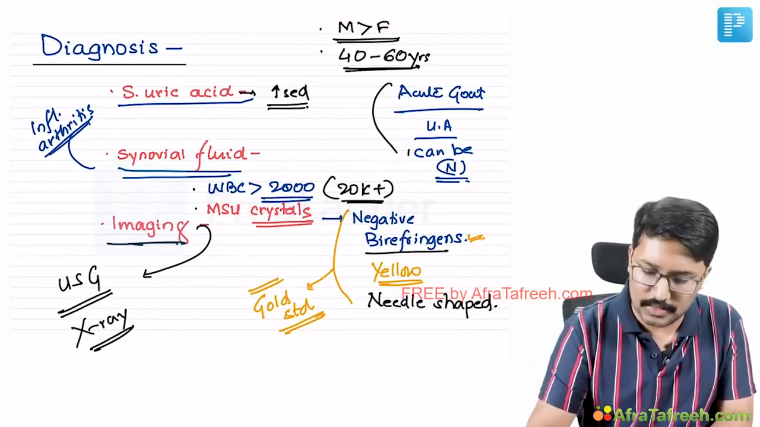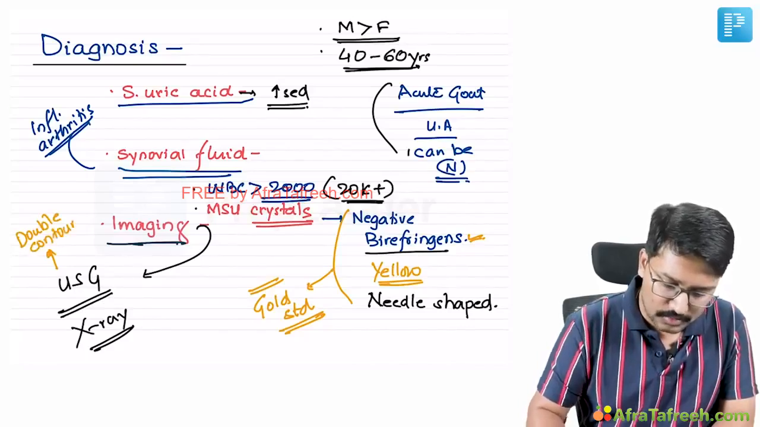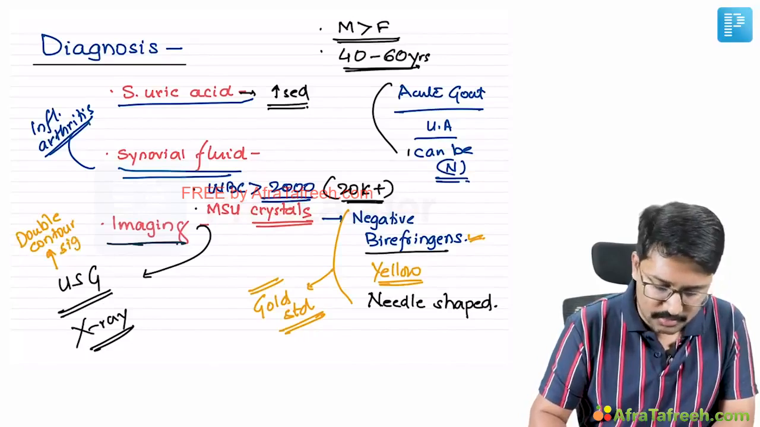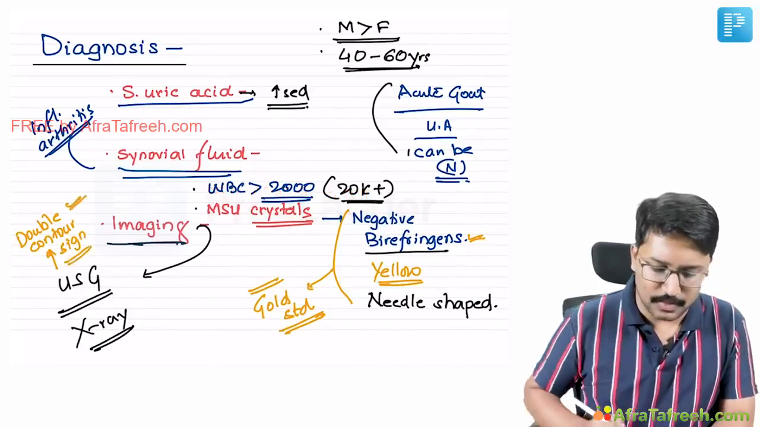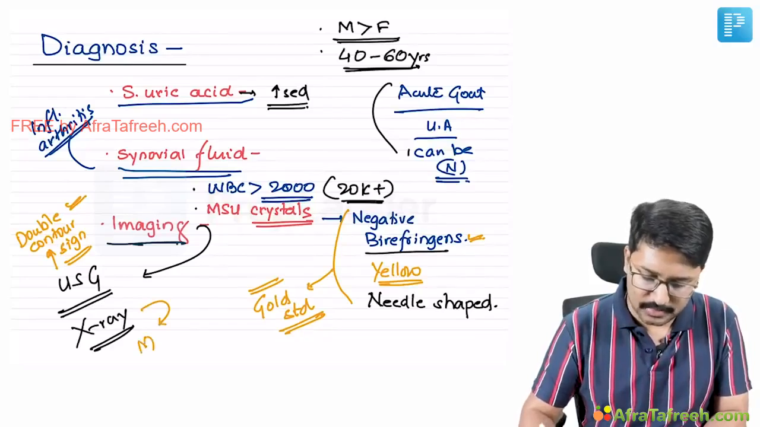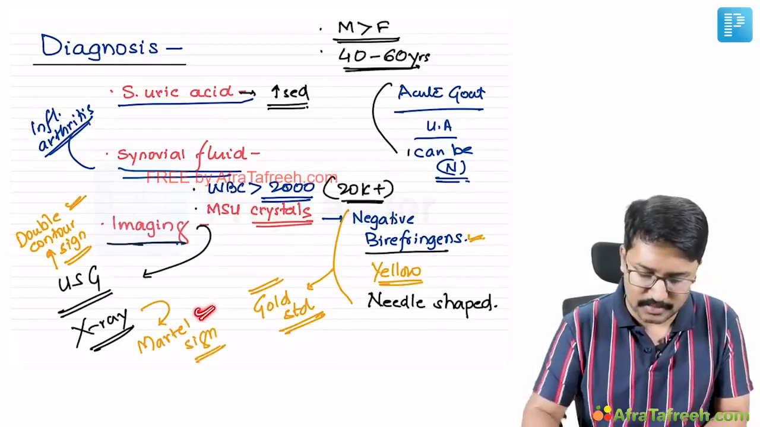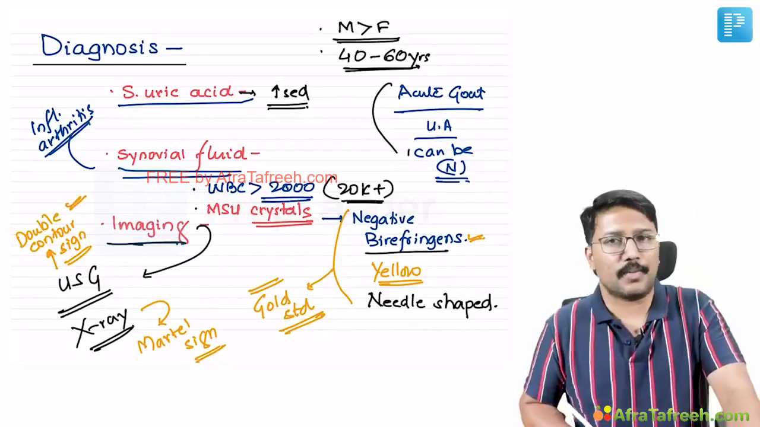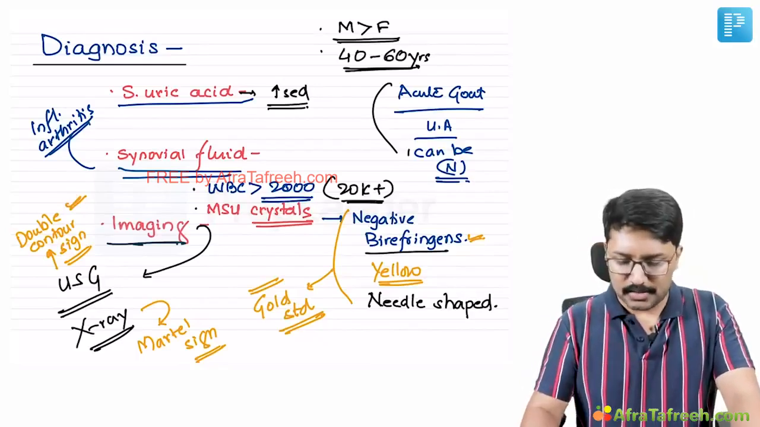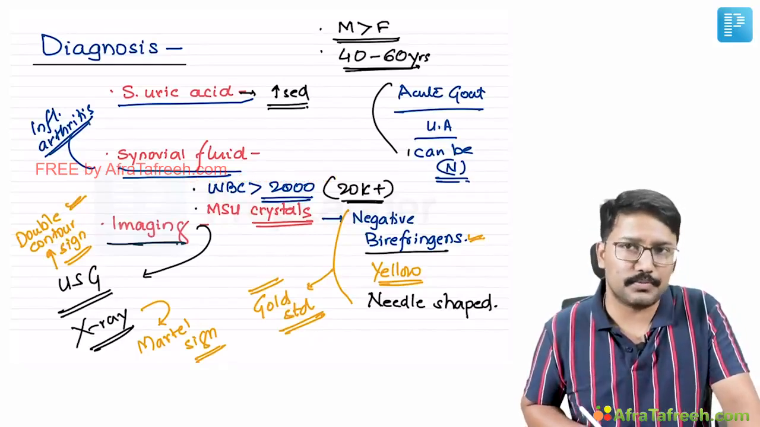So on the ultrasound, what are we seeing? We are seeing something called as double contour sign. I'll talk about it when we see the image. Just right now, remember, we talk about double contour sign. And on the X-ray, particularly, we see something called as Martel sign. We have to learn both these, Martel sign as well as double contour sign. Okay. So imaging and your USG has some utility when it comes to diagnosis of gout, right?